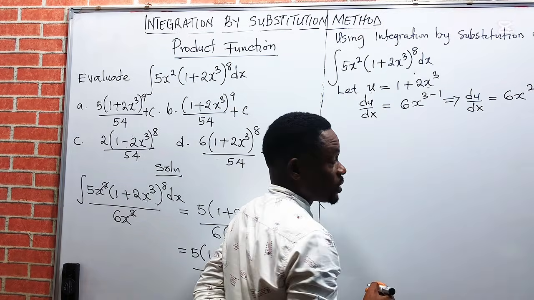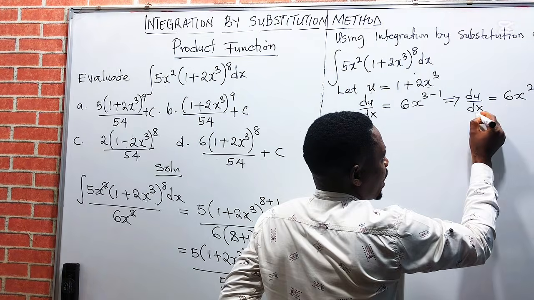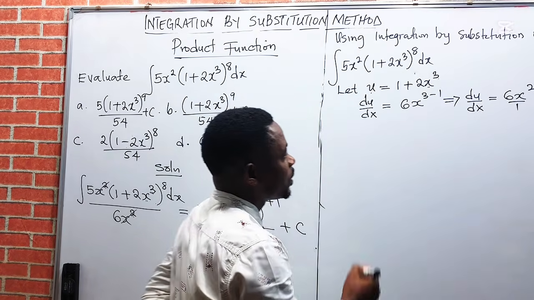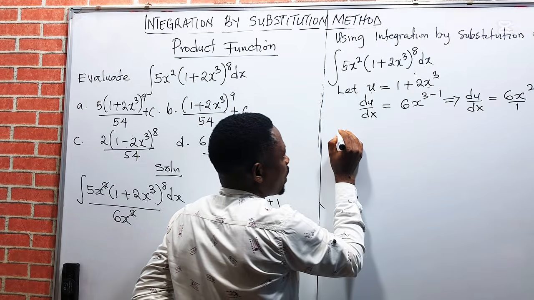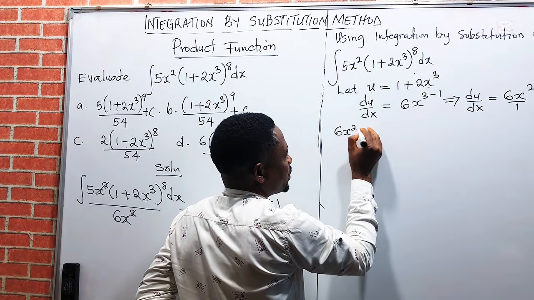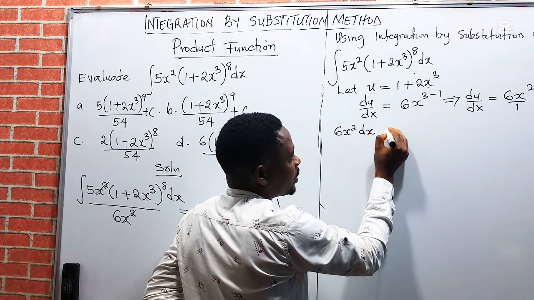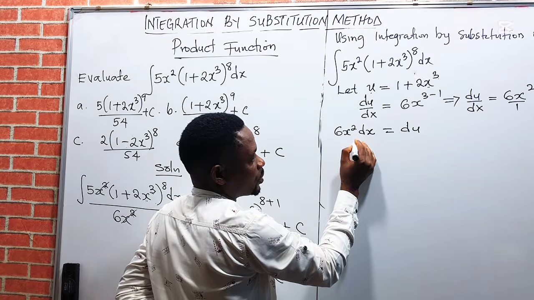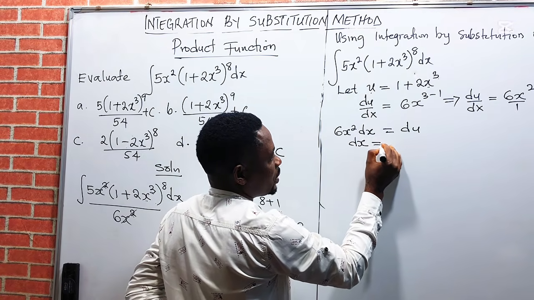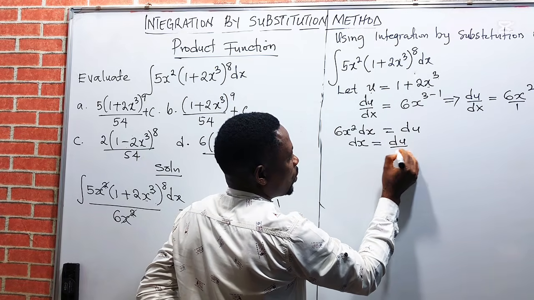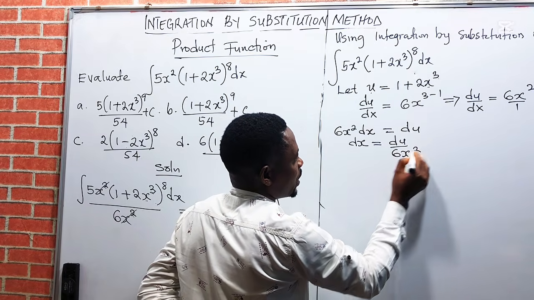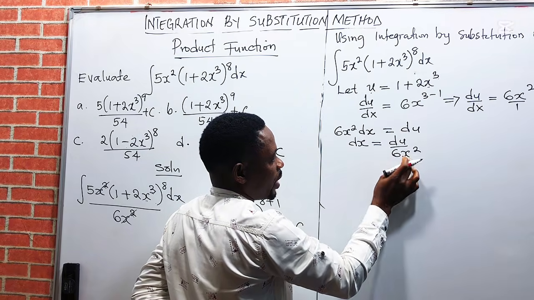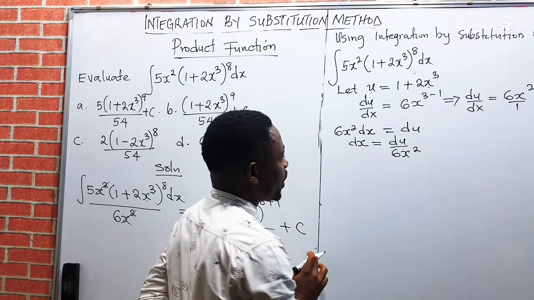What is our aim? Is to make the dx subject of the formula. Call this over 1. So if I now cross multiply, I'll be having 6x squared dx equal to du. I can freely make dx the subject. So which means dx is now du all over 6x squared. How? I divided by 6x squared, both left and right.